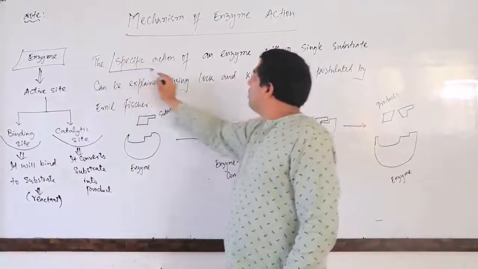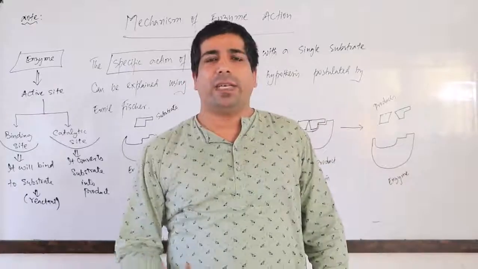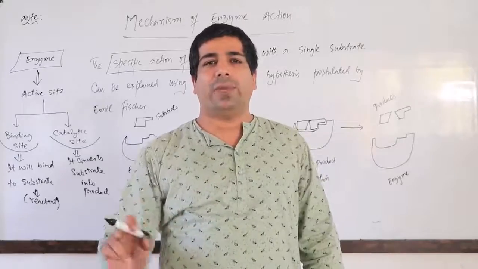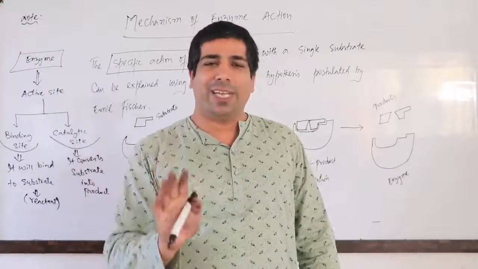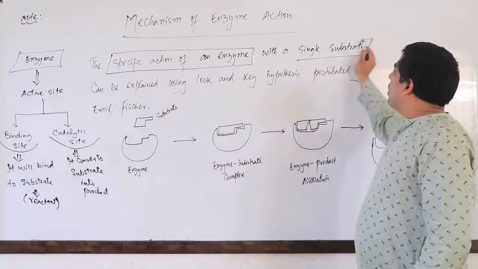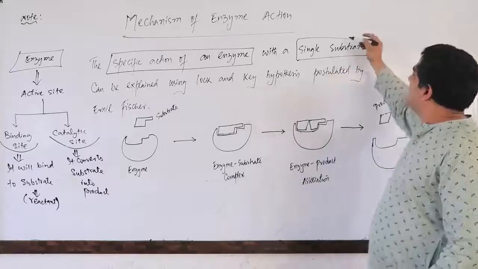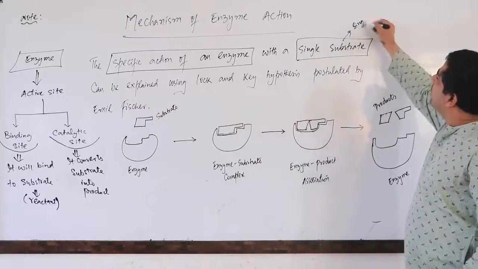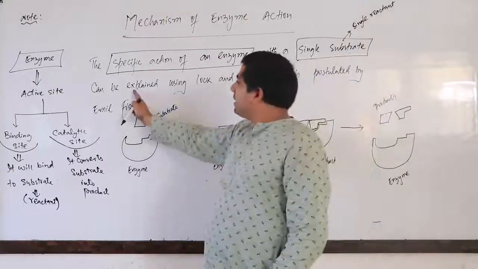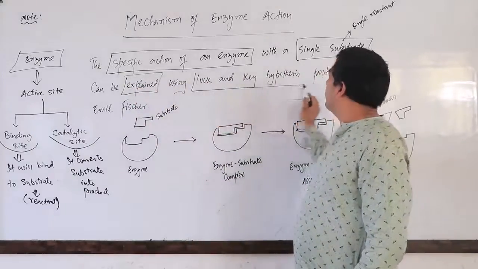The specific action of an enzyme. Why do we call it specific action? In the properties of enzymes, I told you that every enzyme will catalyze a specific reaction, a particular reaction. One enzyme cannot catalyze all reactions. It will catalyze only a particular reaction. Now we will be talking about the specific action of an enzyme with a single substrate. Single substrate basically means a single reactant. So you will be taking a single reactant here. This can be explained using the lock and key hypothesis.